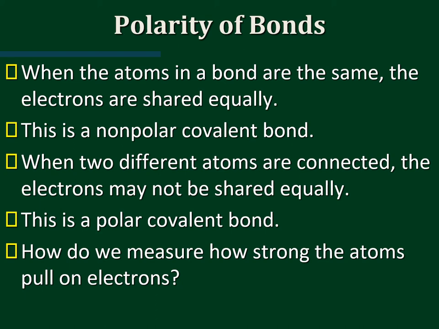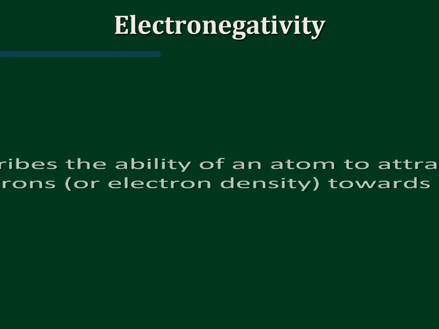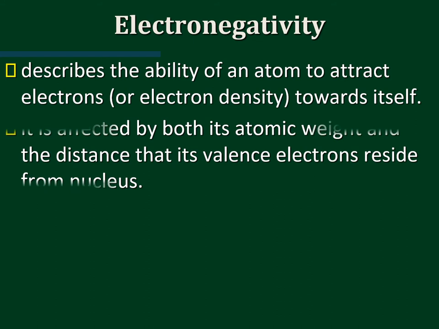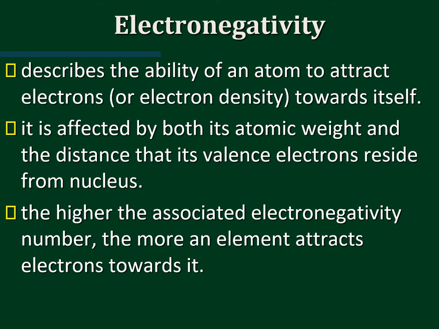So, we go with electronegativity. This describes the ability of an atom to attract electrons or electron density towards itself. It is affected by both its atomic weight and the distance that its valence electrons reside from the nucleus. The higher the associated electronegativity number, the more an element attracts electrons towards it.